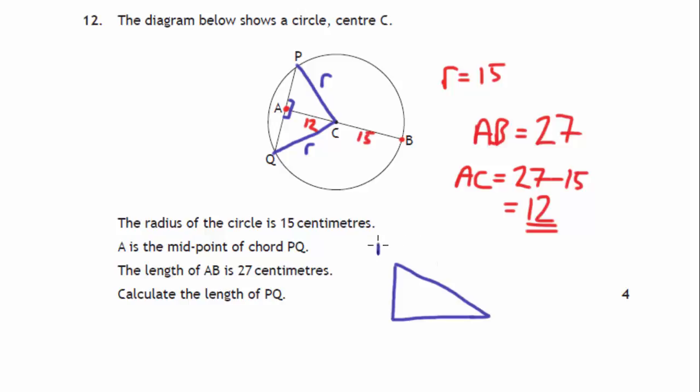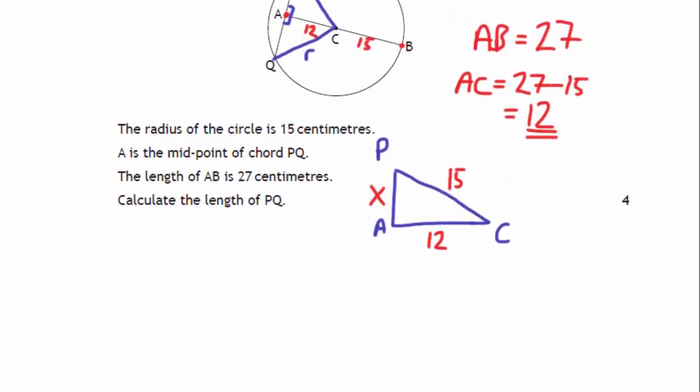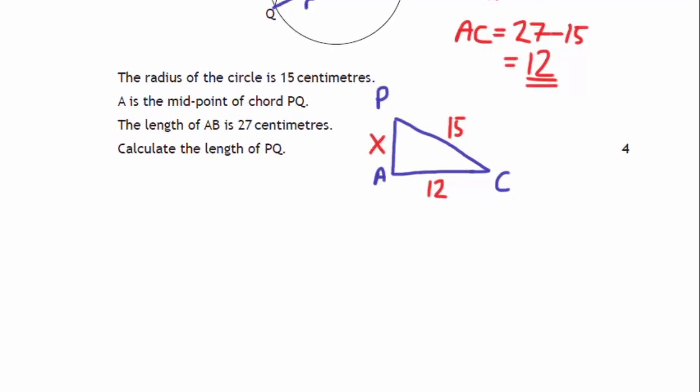and again, redraw these out. So that's P, that's A, and that's C, and we can now actually put some values here. So R is 15. Now this isn't to scale. We've got A to C is 12. We'll just say that's x. So what we can now do is use Pythagoras theorem to actually work out what x is.